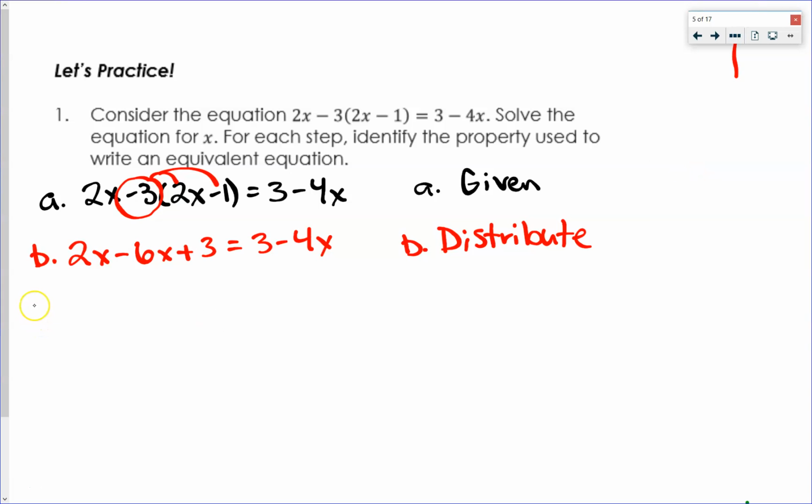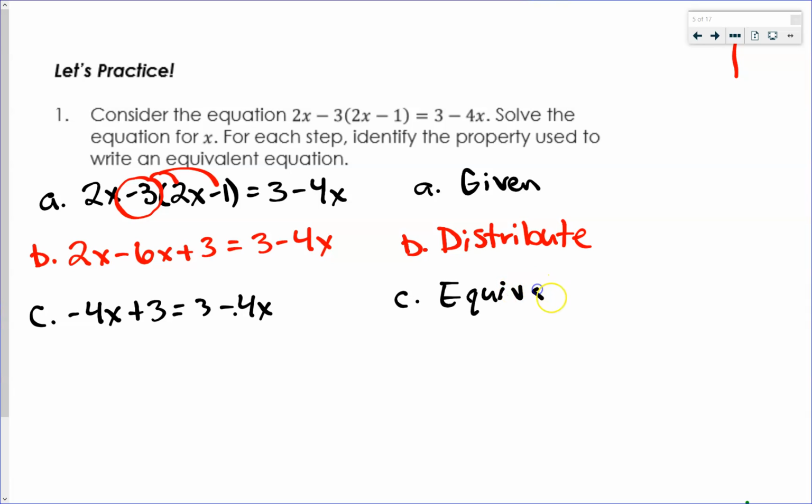Step C, I noticed that I have two x's together right here, so I'm going to go ahead and combine like terms. 2 minus 6 is equal to -4. So -4x plus 3 equals 3 minus 4x. This is an equivalent equation because all I did was combine like terms.